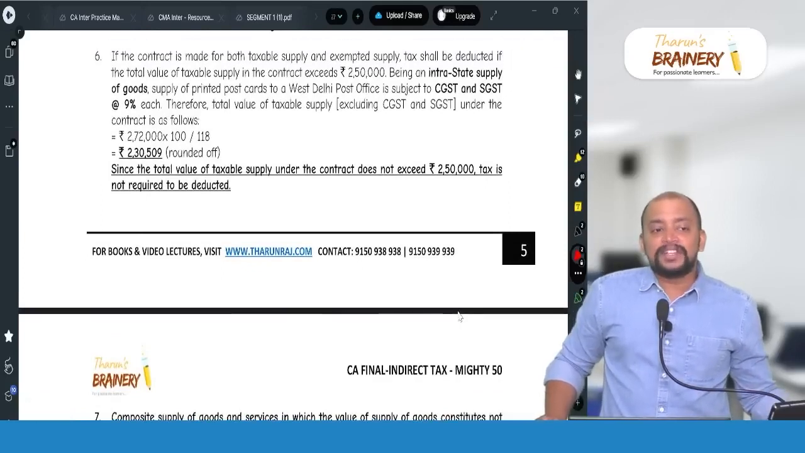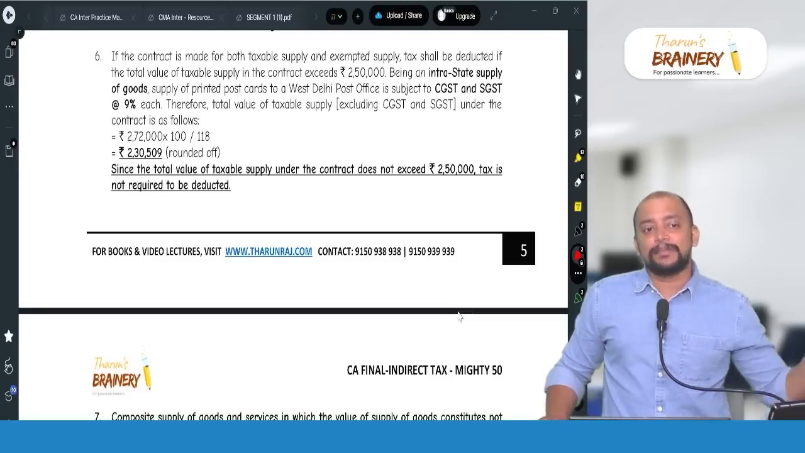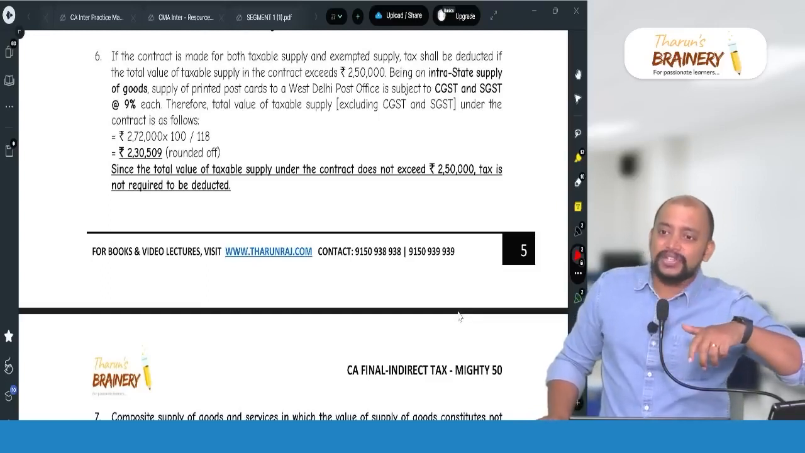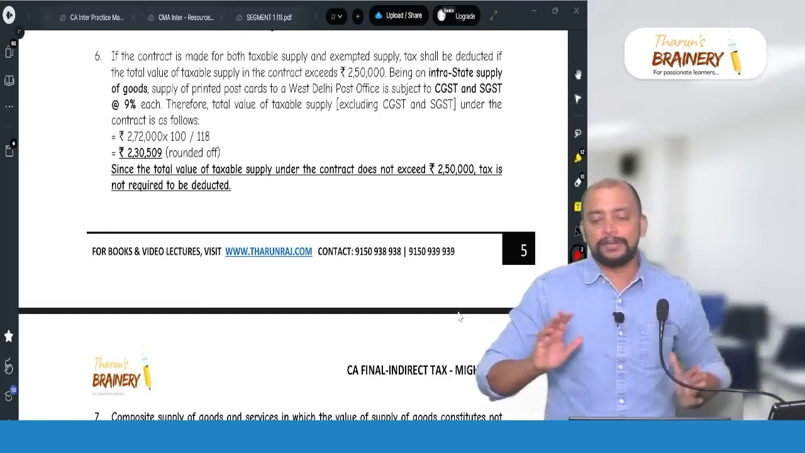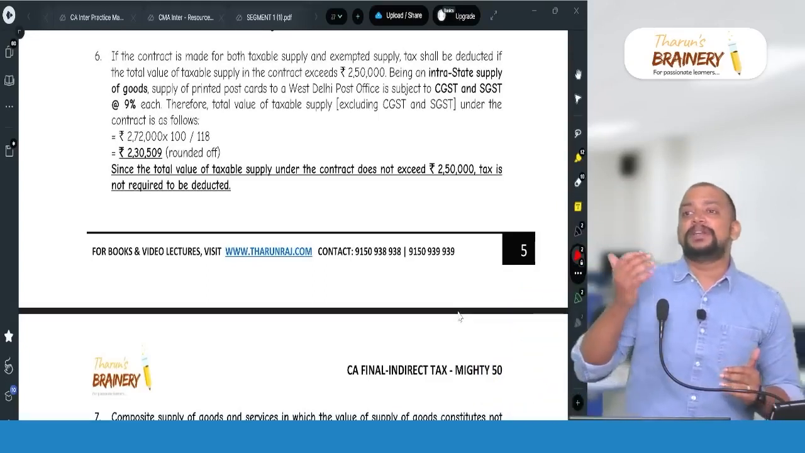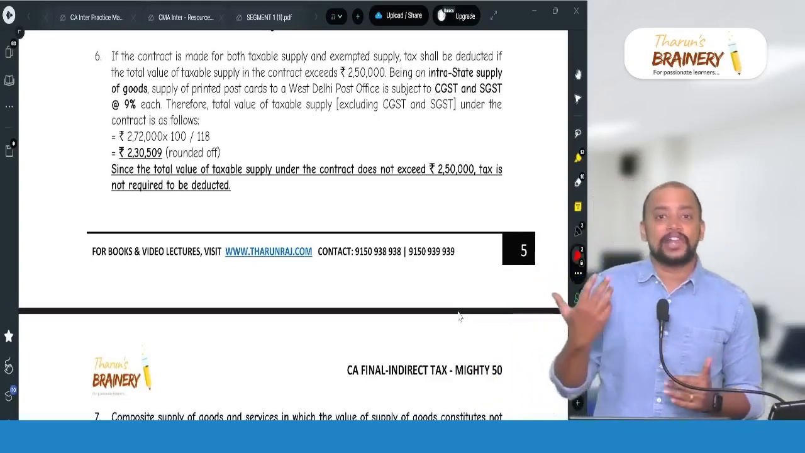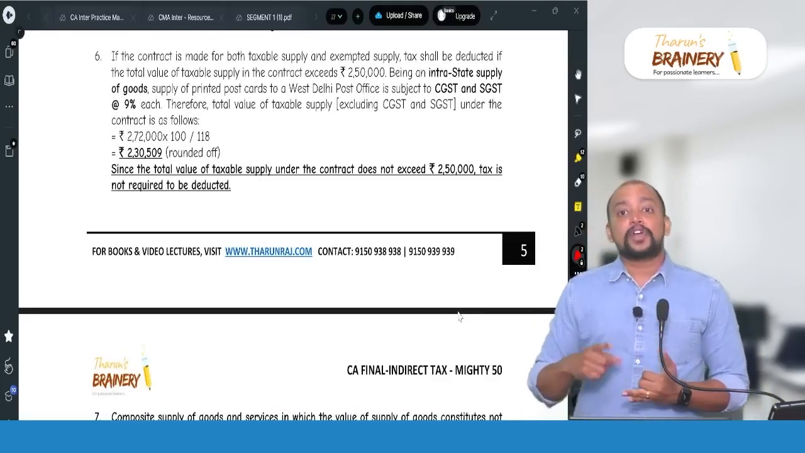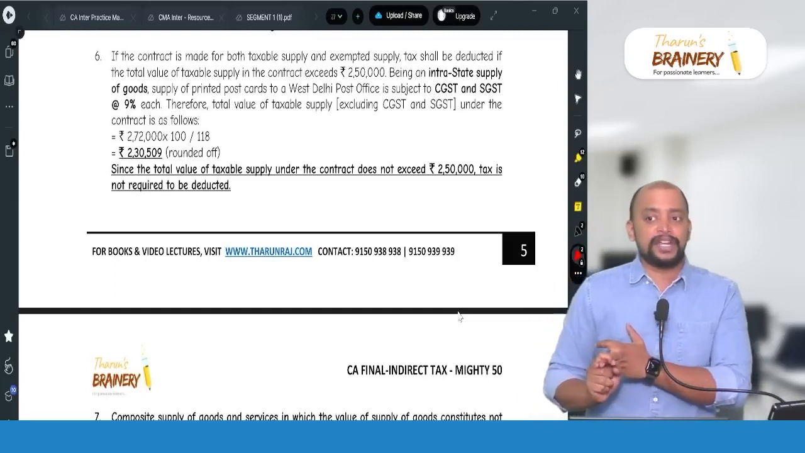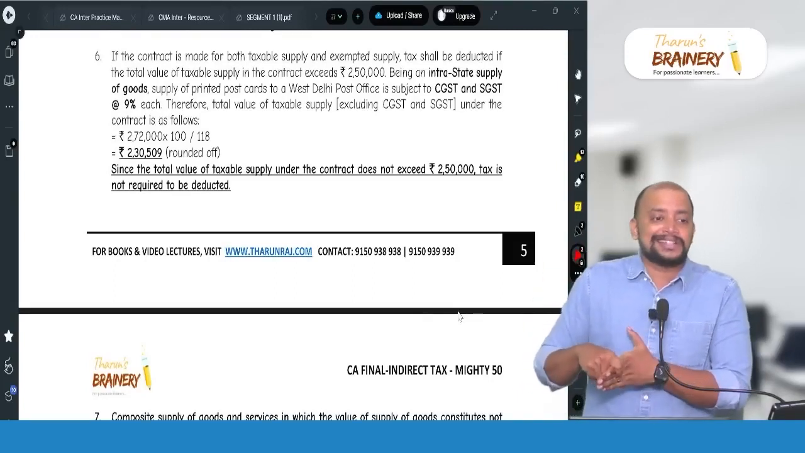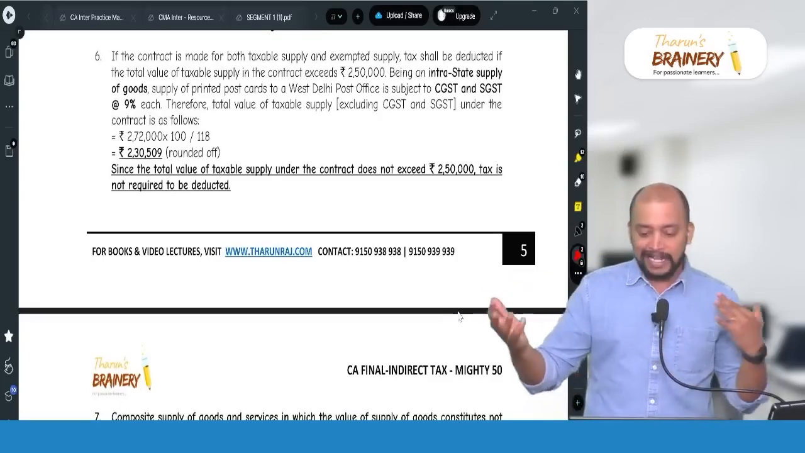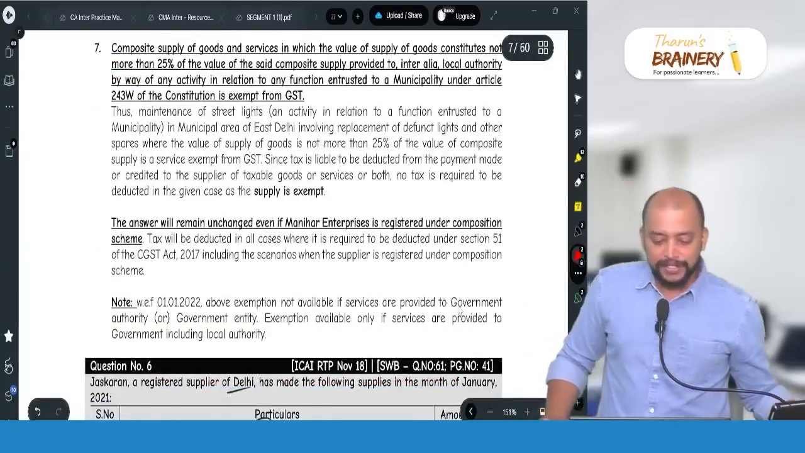TDS is applicable only when the supply is taxable, because mainly that is to catch the supplier, TDS is deducted. So, when the transaction itself is exempted, TDS is not applicable. We studied that in non-applicability of TDS. There are some cases where TDS is not applicable: if the supplier is unregistered, if the supply is exempted, if the contract value does not exceed 2,50,000, or if the transaction is intrastate supply but the location of recipient and place of supply are in two different states. So, this question is based on that.